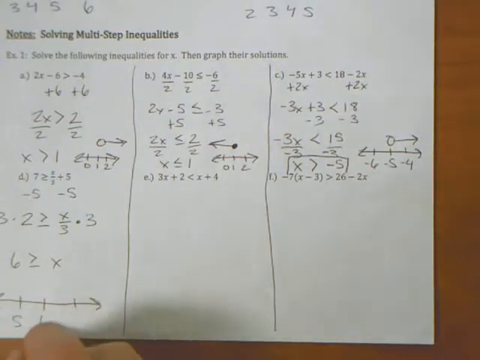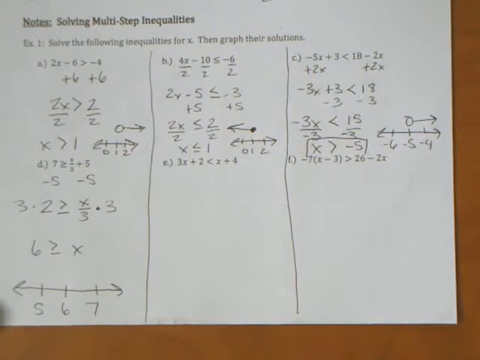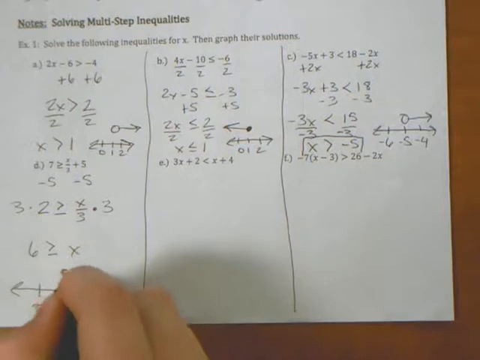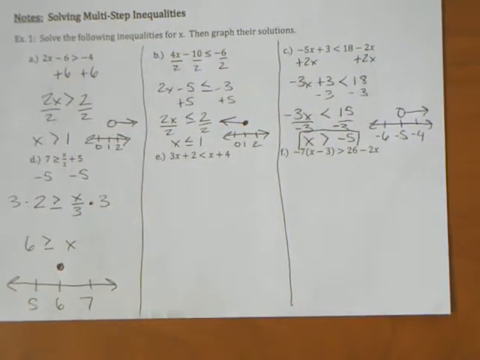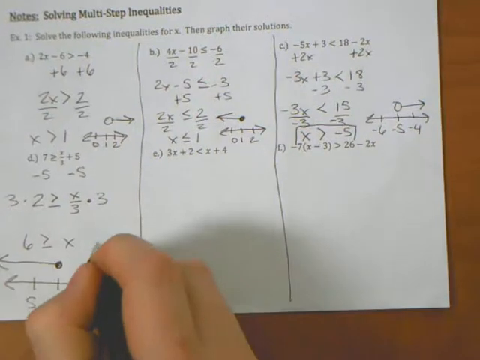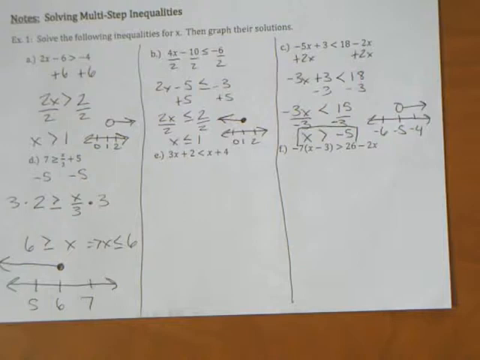Do I have an open or closed circle at 6? Closed. Which way should my arrow point, left or right? The left side. 6 is greater than x, so x has to be less than or equal to 6. This is the same thing as x is less than or equal to 6. Okay?